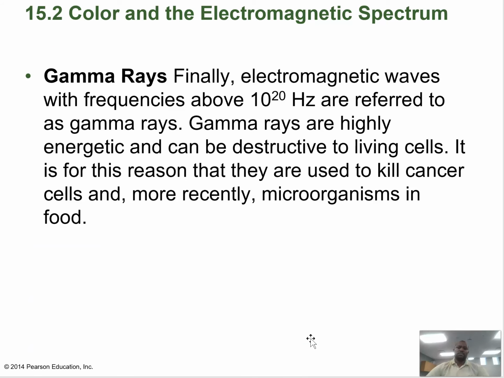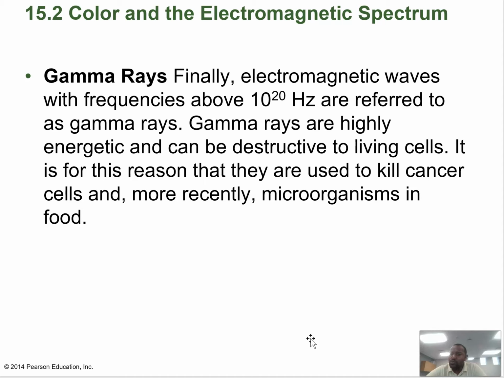And the last one is gamma rays. These are electromagnetic waves with frequencies above 10 to the power of 20, going up to 10 to the power of 22 hertz, and they are referred to as gamma rays. Gamma rays are highly energetic and can be destructive to living cells. It is for this reason that they can be used to kill cancer cells, which is known as radiation therapy. More recently, microorganisms in food can also be killed by gamma rays.